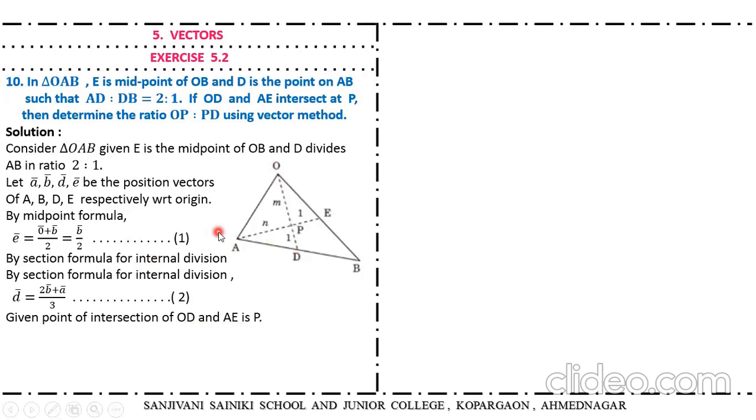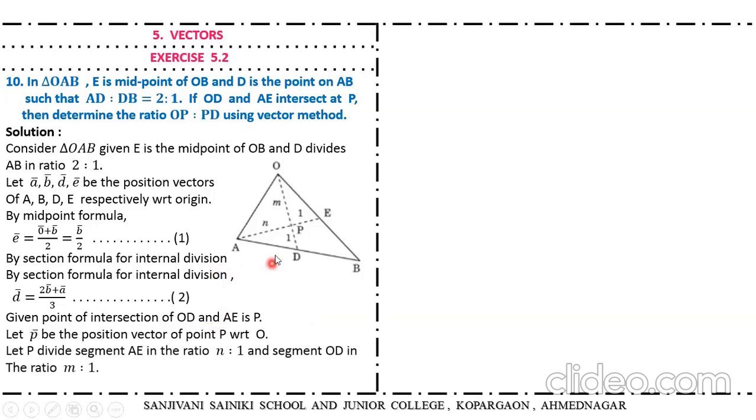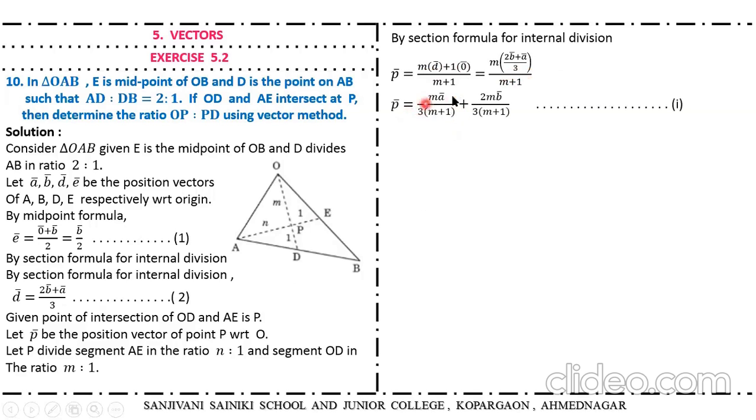Now also given the point of intersection of OD and AE is P. So let P bar be the position vector of the point P. Now P divides segment AE in the ratio n:1 and segment OD in the ratio m:1. So by using the section formula for internal division, P bar is equal to (m D bar plus 1 times O bar) upon (m plus 1), which is equal to m times (2B bar plus A bar) upon 3. P bar is equal to m A bar upon 3(m plus 1) plus 2m B bar upon 3(m plus 1), which is our small equation number 1.